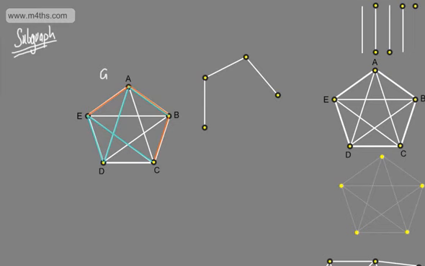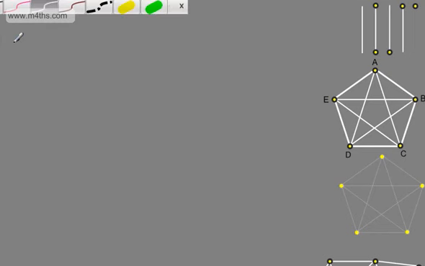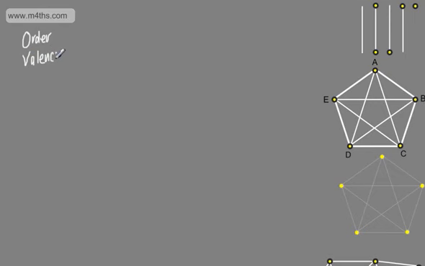Okay, let's look at 3 new words. The 3 new words all mean the same thing. That's order, valency, and degree. So order, valency, and degree. These mean the same things. All this means is, with our vertex or our node, how many edges or arcs are sticking out of it. More formally, we say it's the number of edges incident to a vertex.